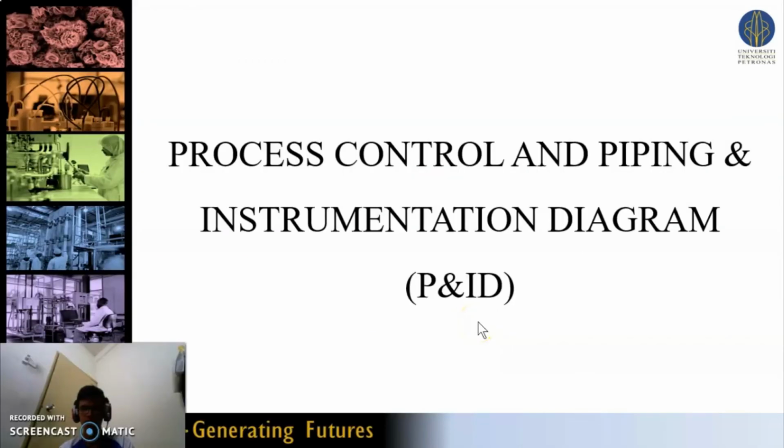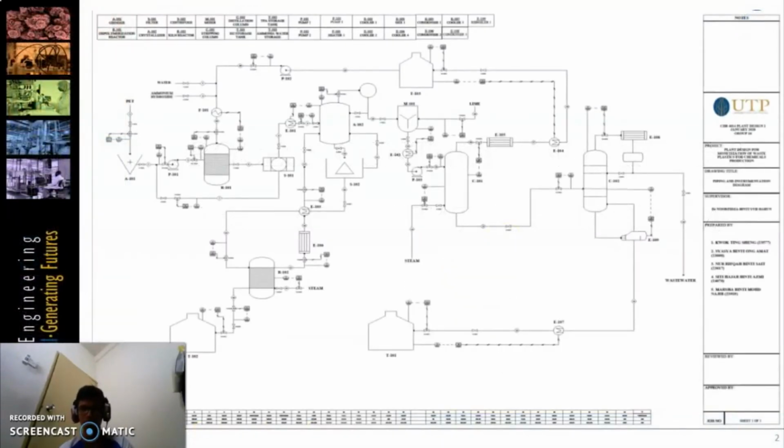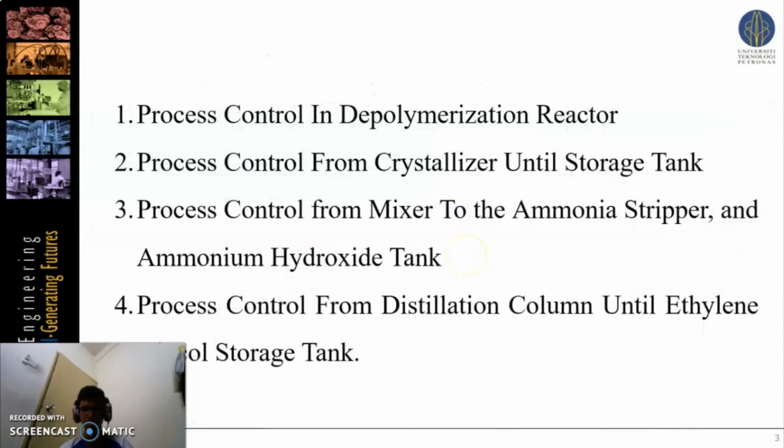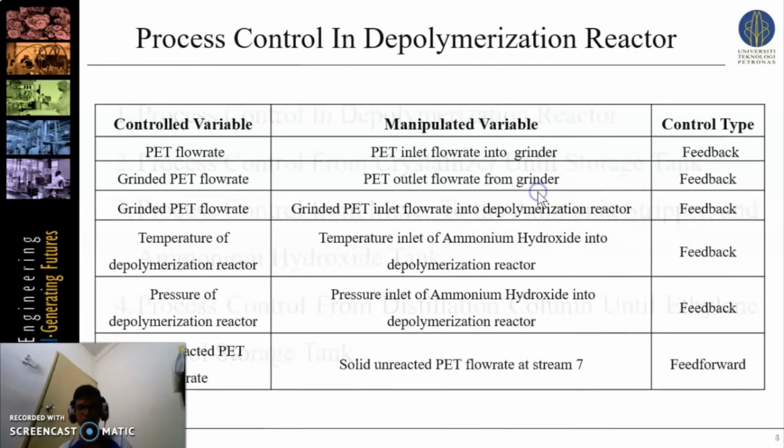Next, I will present on process control and the piping and instrumentation diagram for our plant design project. This is the complete P&ID, and it can be divided into 4 parts: process control in the depolymerization reactor, process control from the crystallizer until the storage tank, process control from the mixer to the ammonia stripper and ammonium hydroxide tank, and process control from the distillation column until the ethylene glycol storage tank. So the first part is process control in the depolymerization reactor.